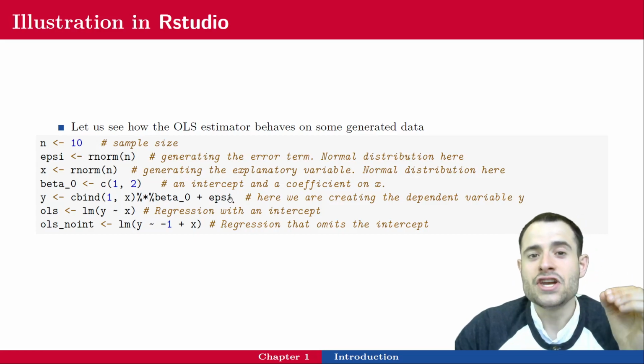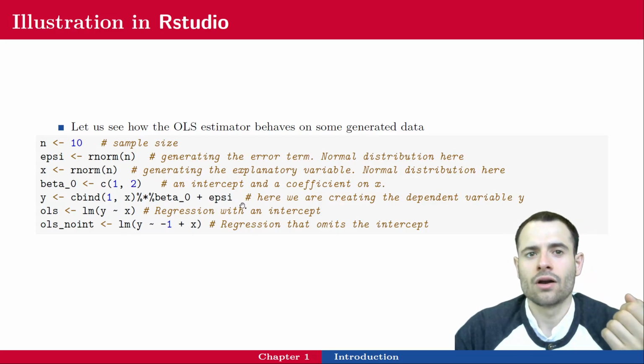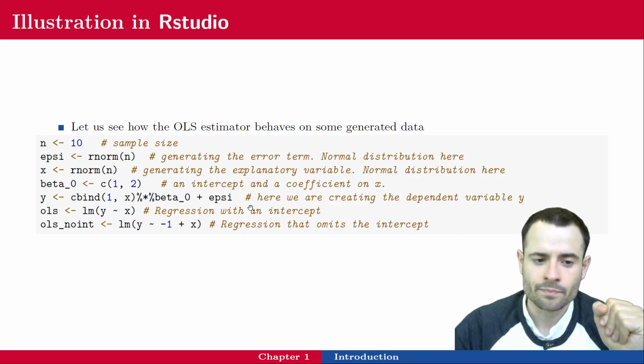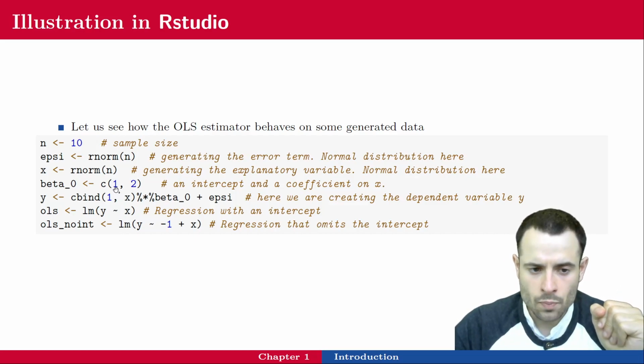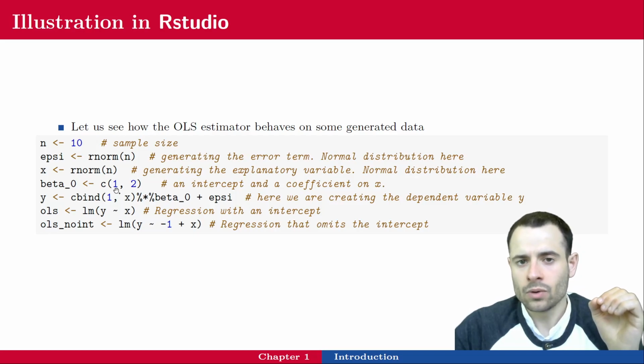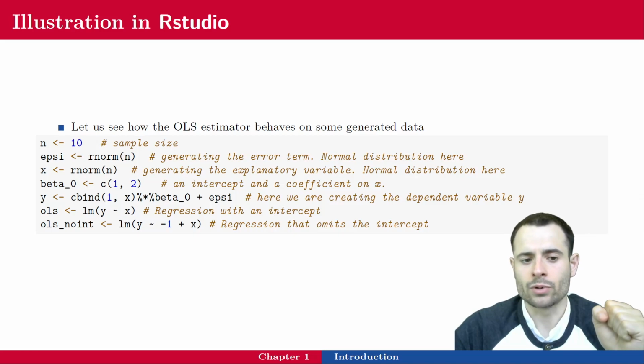So here, I know what the true coefficients are, because I am God. I am generating the data here. I am playing God. My true parameters are 1 and 2. And I want to see if I estimate 1 and 2, how close my estimates are going to be to the true numbers.